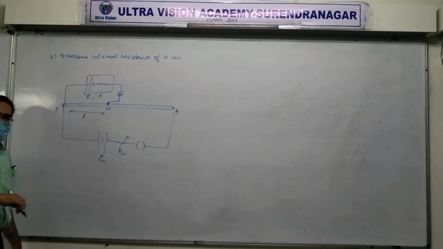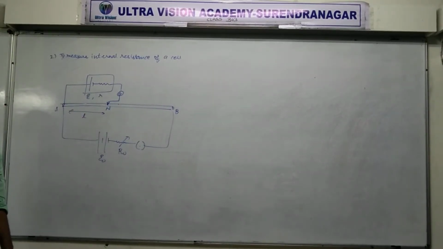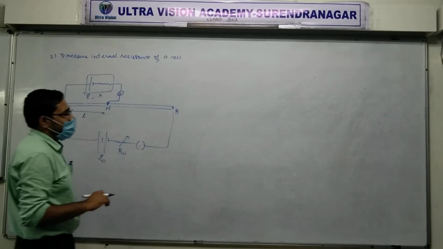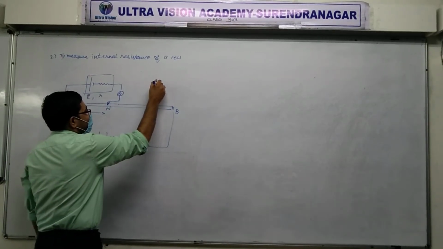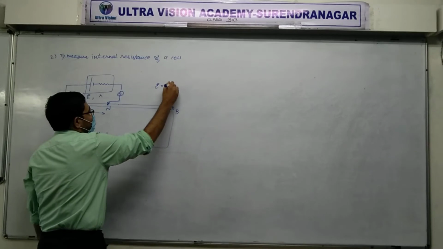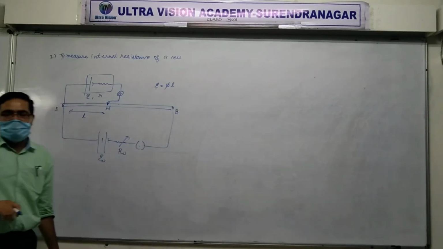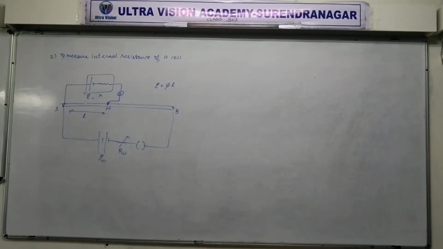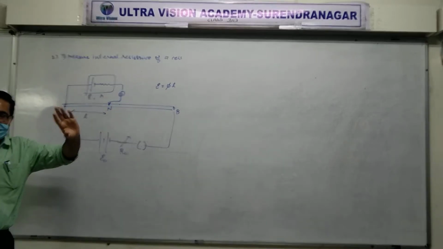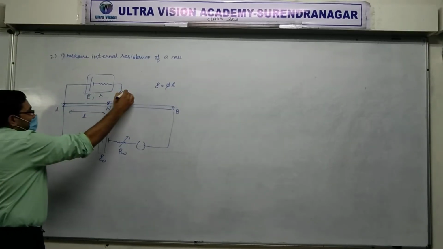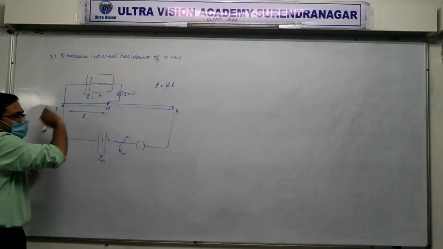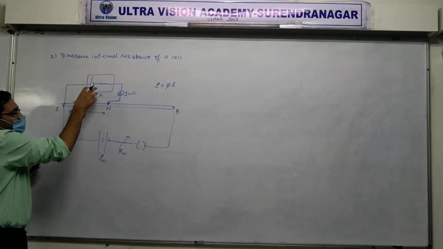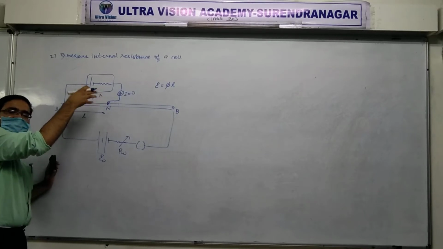The null point is found at length L. For this one, we will definitely get epsilon is equal to phi into L. What is the potentiometer principle, isn't it? Yes. You remember that? And here when we get the null point, obviously current is not flowing in this. If current is not flowing in this, then the terminal voltage of this cell is called EMF.